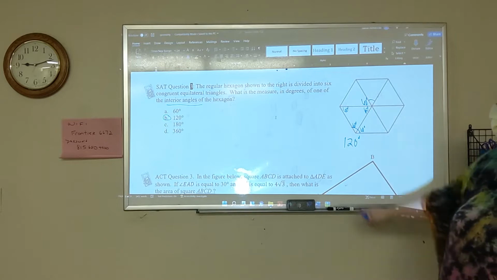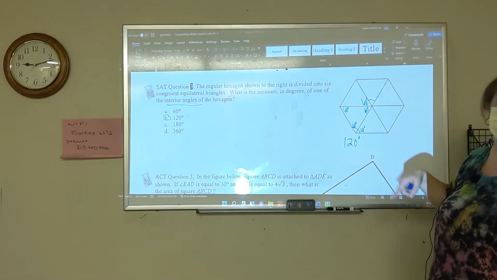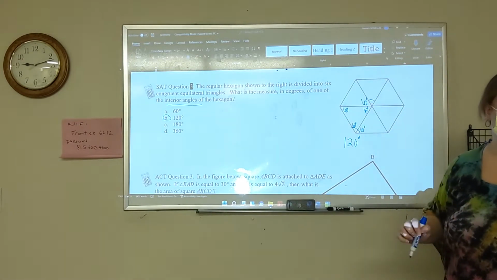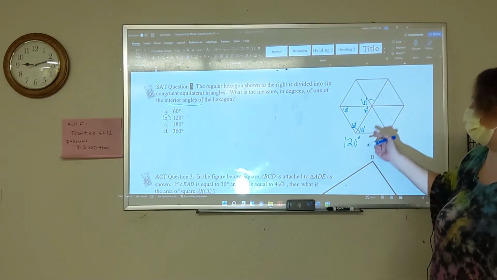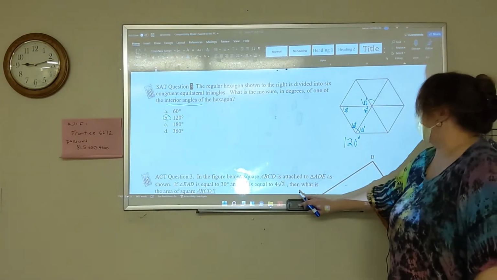Now there is actually a formula to figure out what each angle of a hexagon is worth, but meh. Why remember another formula when you can just figure out the triangles? Okay.